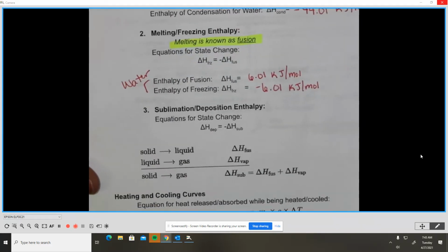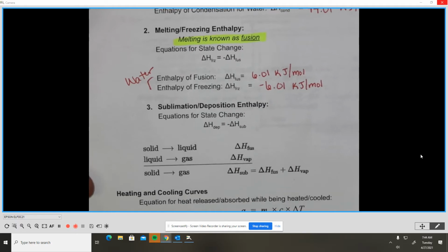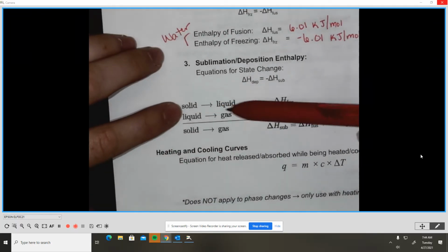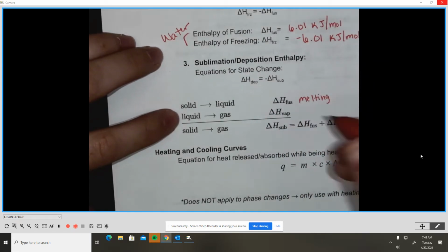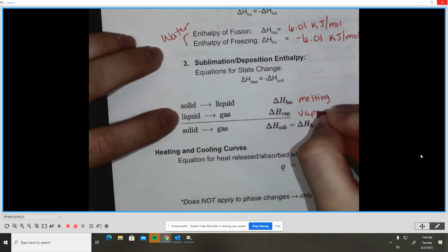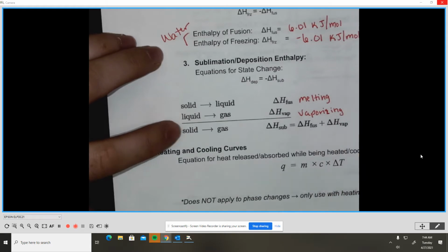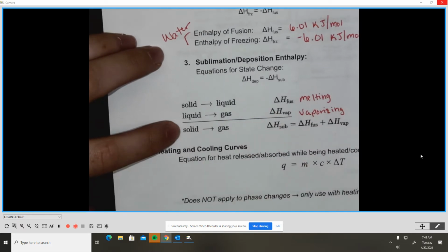And the last one we have is sublimation and deposition. Our equation for state change: deposition is equal to negative enthalpy of sublimation. Basically how we find these is this little equation here. Going from solid to liquid, that's fusion or melting. Going from liquid to gas, that's vaporizing. So the way that we do these is we're going from solid to gas. That means we're going to add our fusion and our vaporization because we are skipping the liquid state.